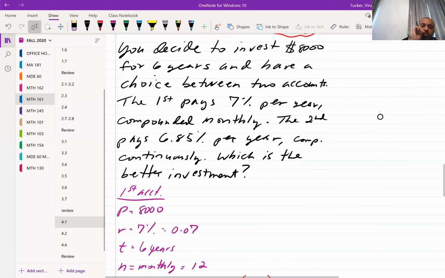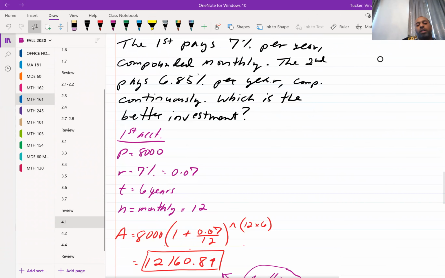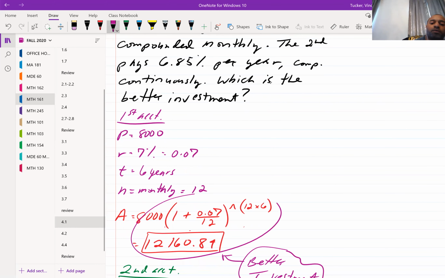All right. Right now, given information for the first account, $8,000, 7% interest, convert that to a decimal, that's 0.07. Then we're looking at 6 years and compounded monthly, which is 12. And you plug it into that first formula, A is equal to P times 1 plus r over n raised to the n times t power. So that's this formula right here.